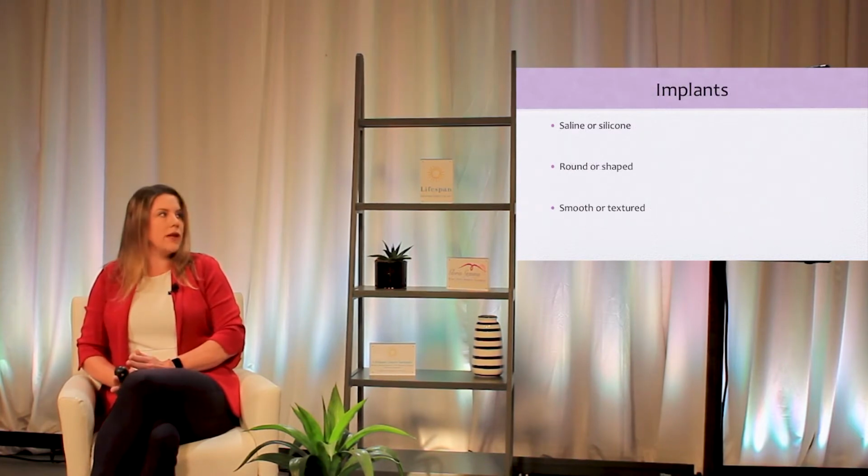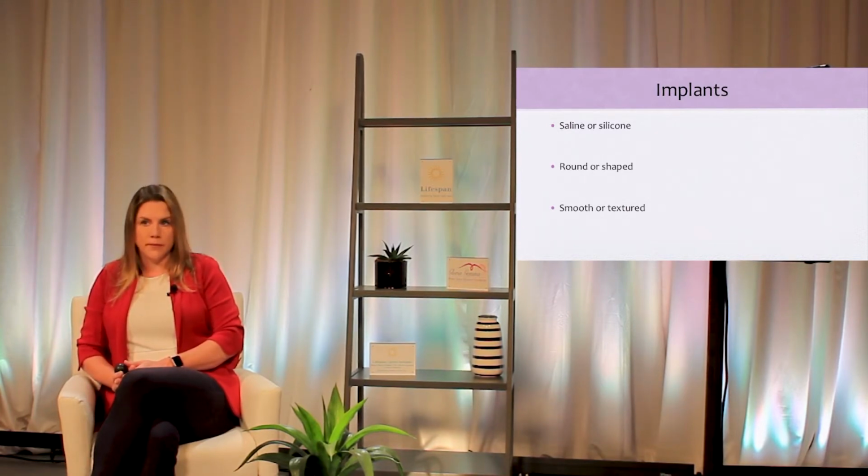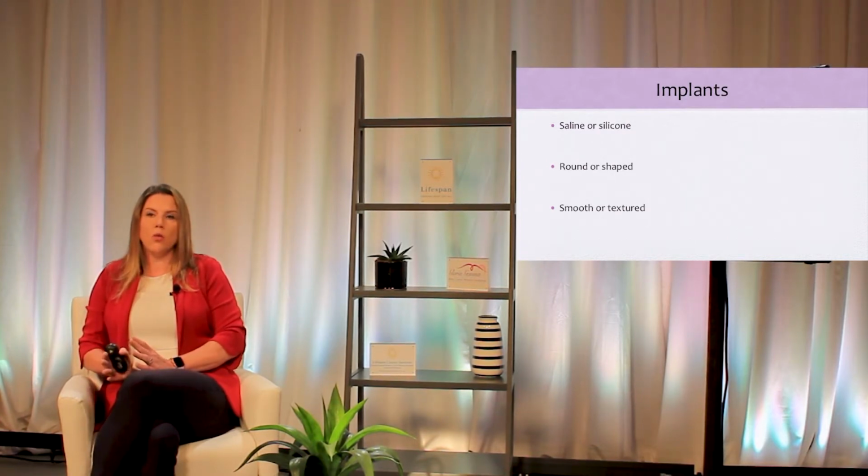Implants are the final implant, and they can be either saline or silicone. This difference is based on what fills the implant. The shell is always silicone, so it's just a matter of whether it's filled with saline or a silicone gel. There are also shaped or round implants. There are also smooth or textured implants, and that is talking about what the outer shell is made of exactly.